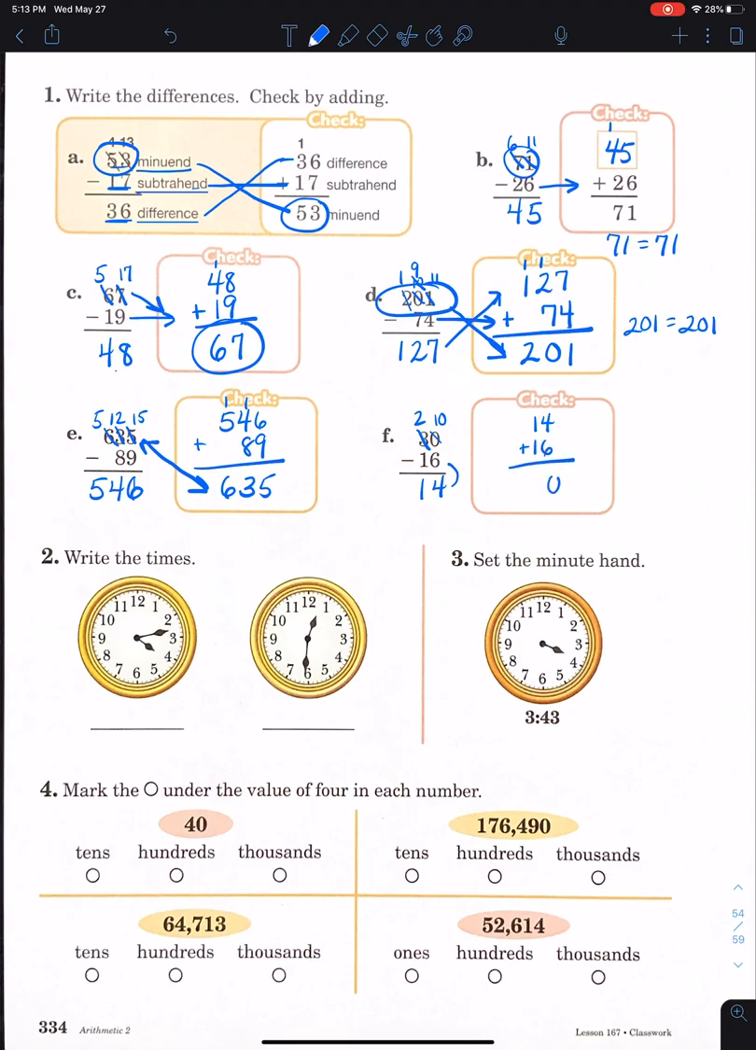4 plus 6 is 10. 1 plus 1 plus 1 is 3. And we got that correct because we started with a 30, and we added the subtrahend and the difference together to get 30. Our answer was correct. Number 2, we're going to write the times.